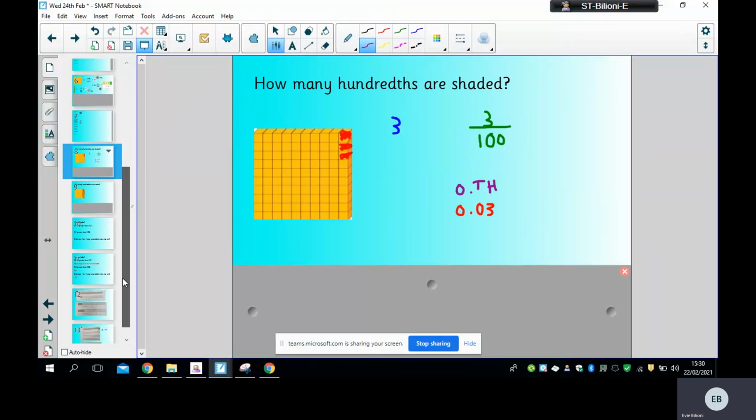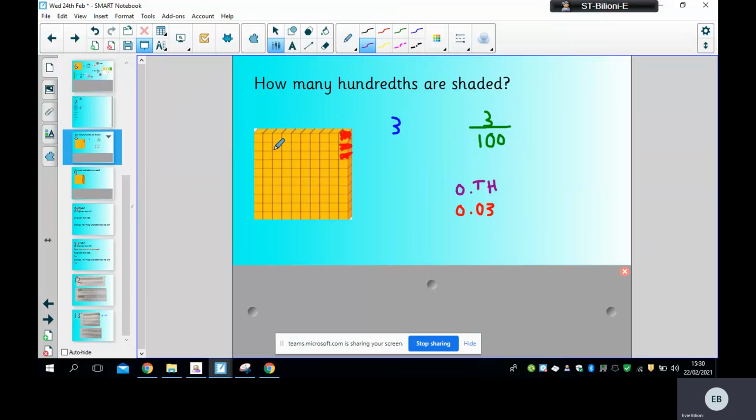Let's look and see how many hundredths we have here. So this is our whole, remember, because there's 100 parts. And we have 1, 2, 3 of those parts, which I've written here. We have 3 parts. And these are each worth a hundredth. So I've written 100 at the bottom as my denominator because it's hundredths. And I have 3 of those hundredths. So 3 is my numerator.